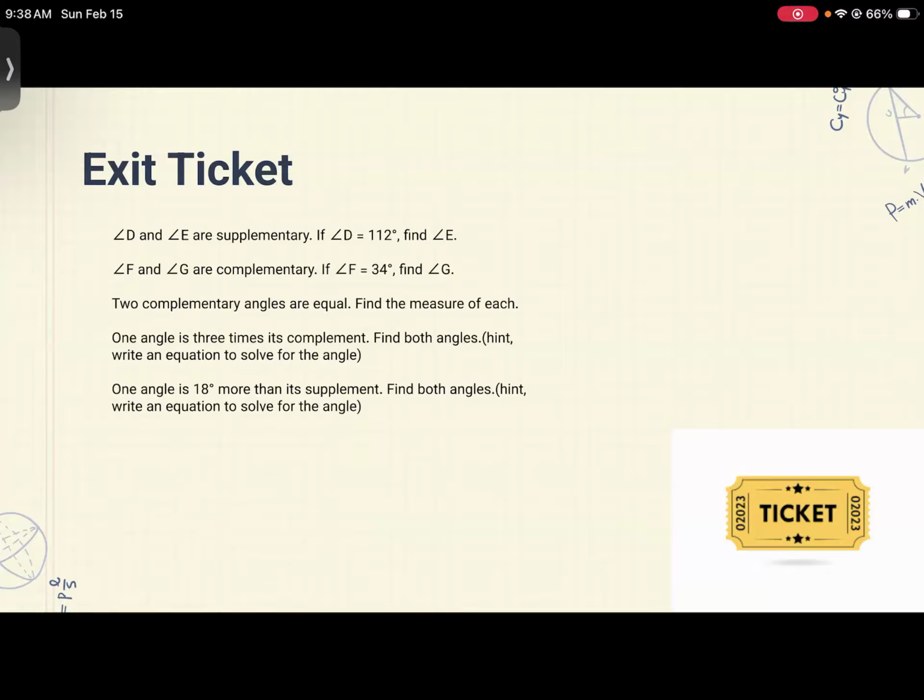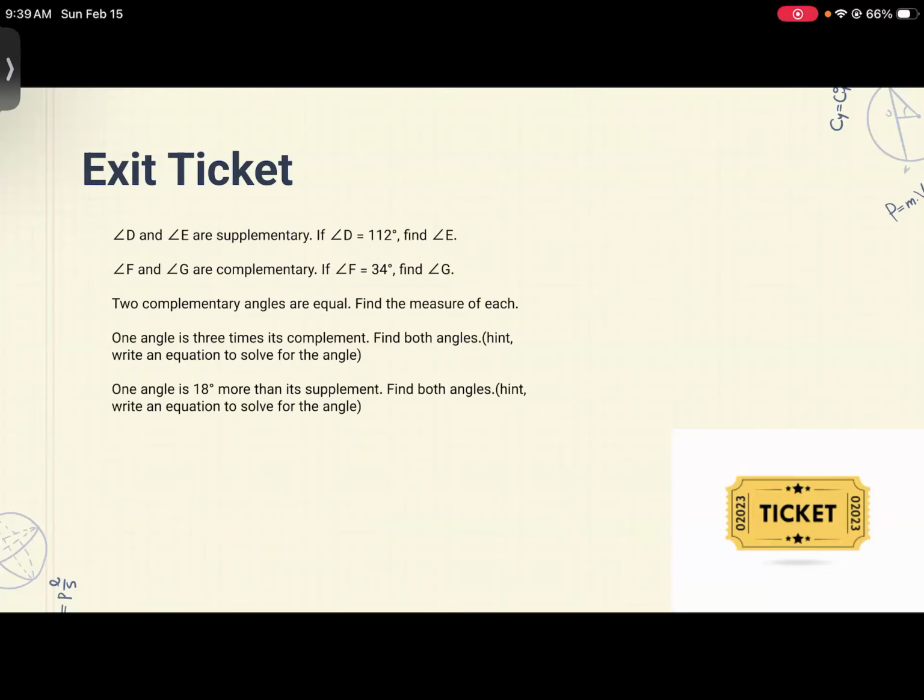Next one, F and G are complementary. If angle F is 34, find angle G. Now we know that complementary angles have to add up to 90 degrees. So if we do 90 degrees minus 34 degrees, we can see that angle G has to be 56 degrees.